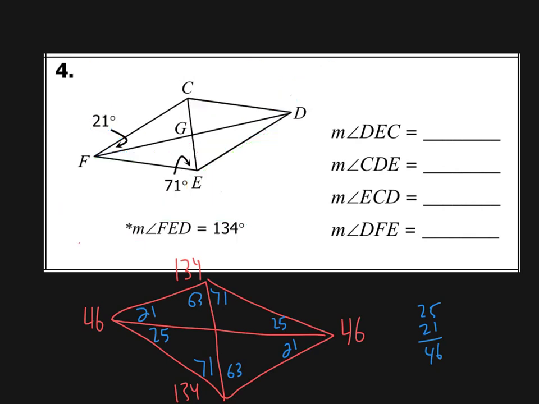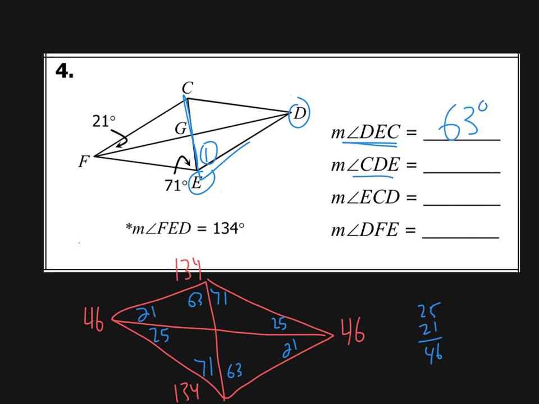learn how to, or maybe not even learn, but remind myself how to name angles using 3 letters. So angle DEC starts at D, goes towards E, goes up to C. So we're talking about this angle right here. We'll call that question number 1. So that angle is going to be 63 degrees.